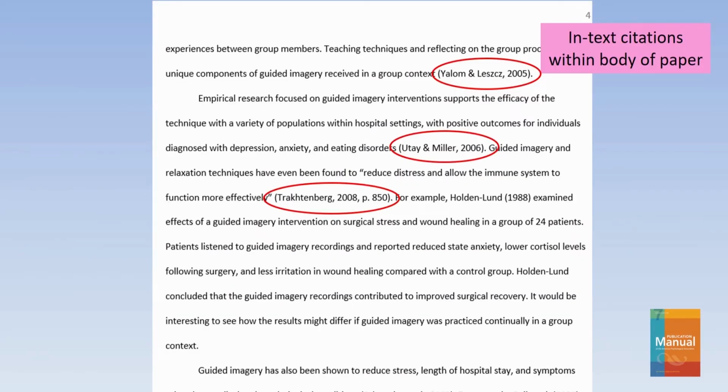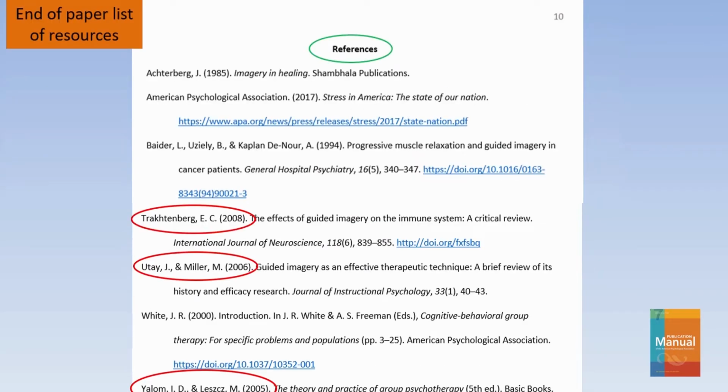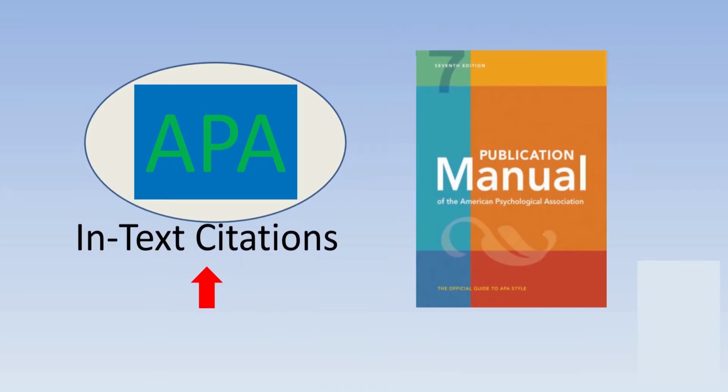There are two main ways we give credit in a paper. In-text citations, and specifically parenthetical citations, are notations used within the body of your paper to give credit right after you use the words or ideas of another. These then point the reader to the end of paper references page for the full and complete reference entry. Let's look at details for in-text citations in APA style.